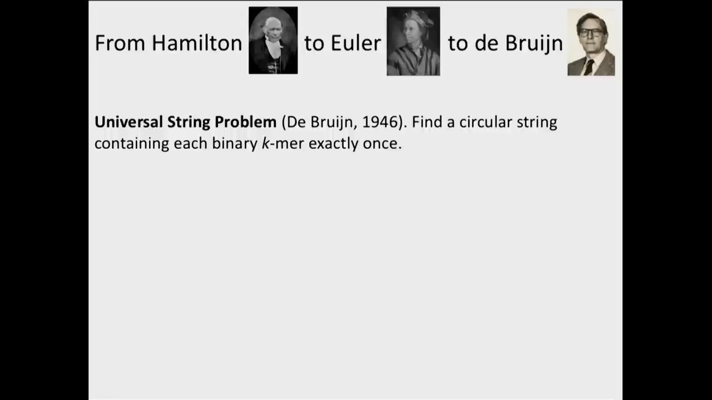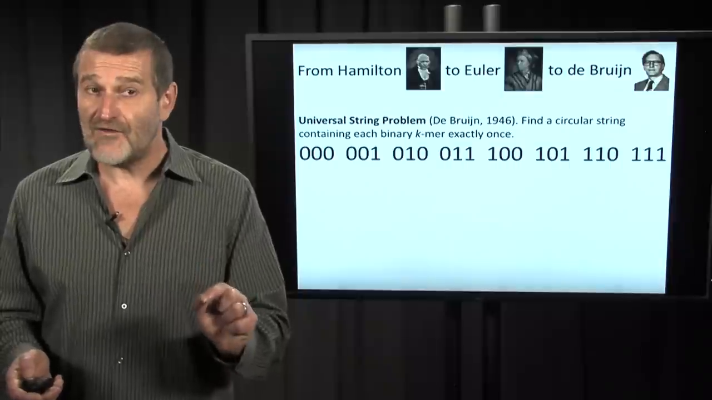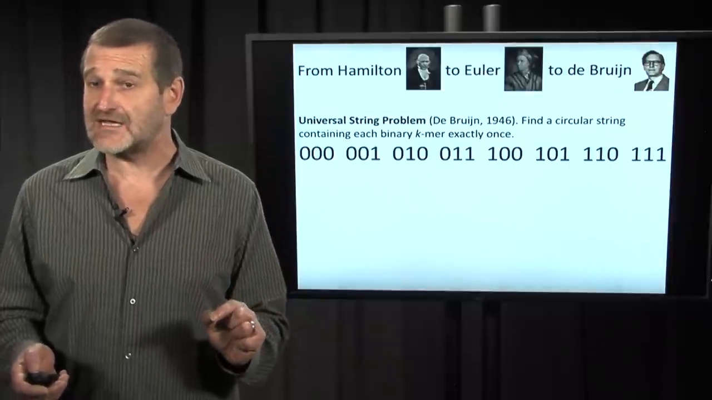And now let me explain what de Bruijn's contribution to this area was and why these graphs are called de Bruijn graphs. De Bruijn graphs have great applications in biology, but de Bruijn, of course, didn't know this because he was interested in purely mathematical abstract problems. He tried to solve the so-called universal string problem, which is finding a circular string containing each binary k-mer exactly once. Here are all 8 binary 3-mers. Can we find a string that contains each of them exactly once?